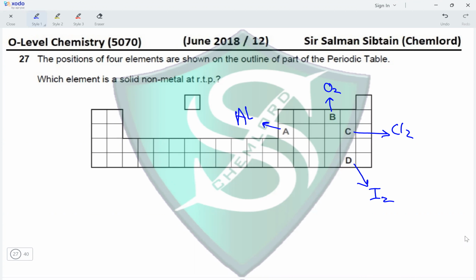Out of these four elements, the non-metal that is a solid at RTP would be iodine, making option D the correct option for this question.